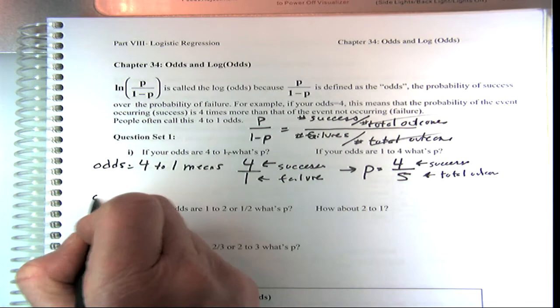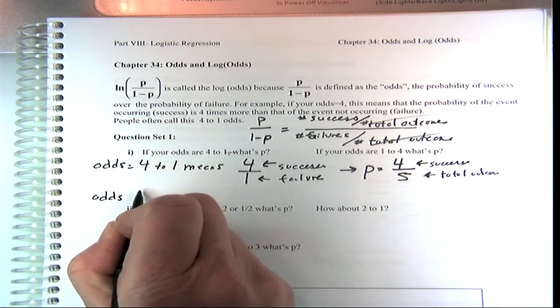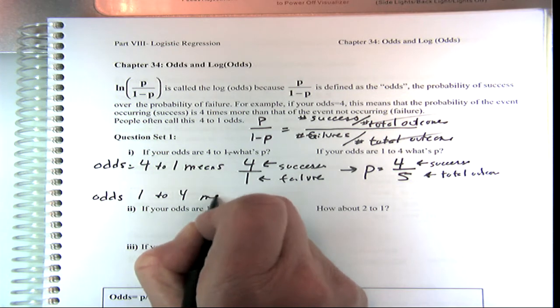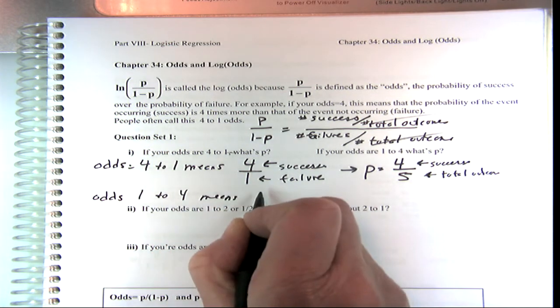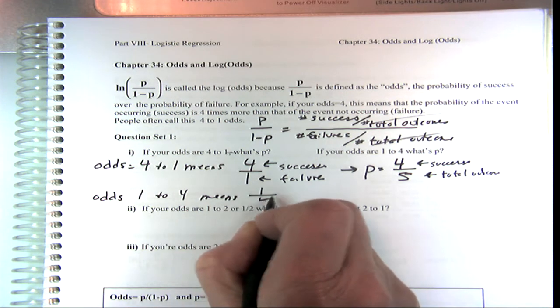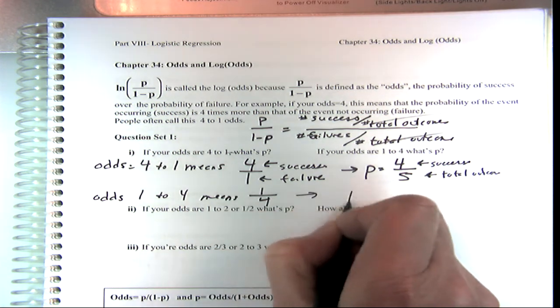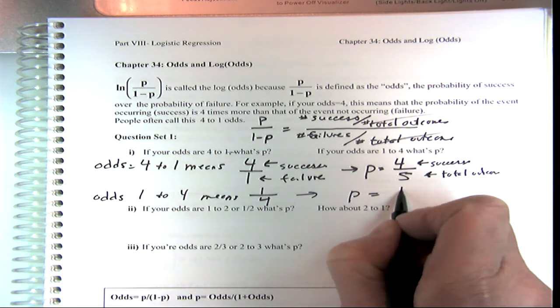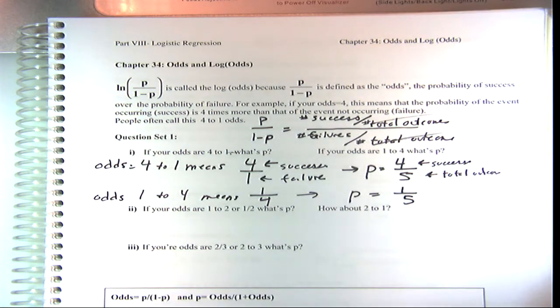How about odds 1 to 4? What would that mean? It would mean 1. Another way to say it is 1/4. So then your probability of a success is what? 1 over 5, right?